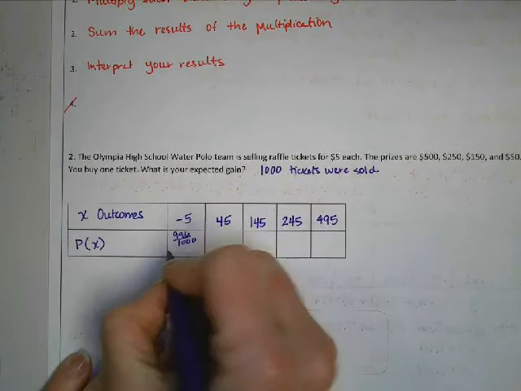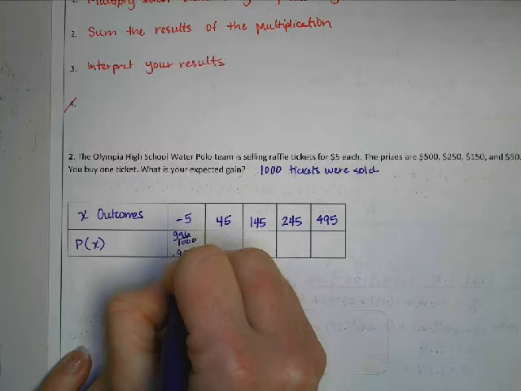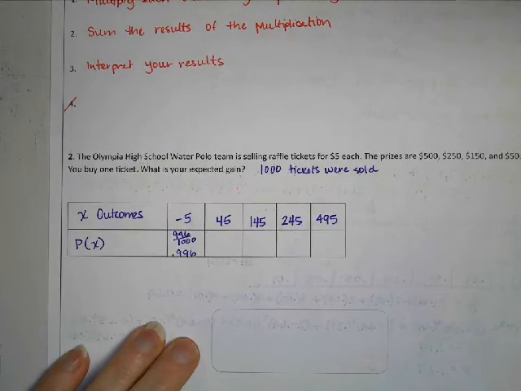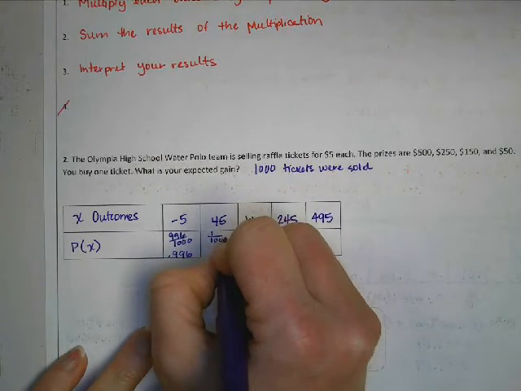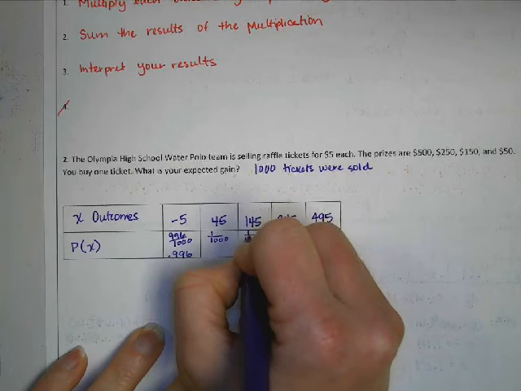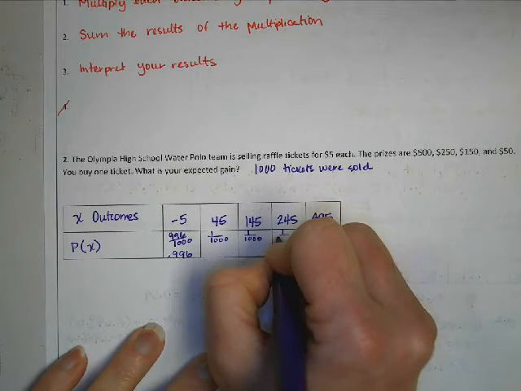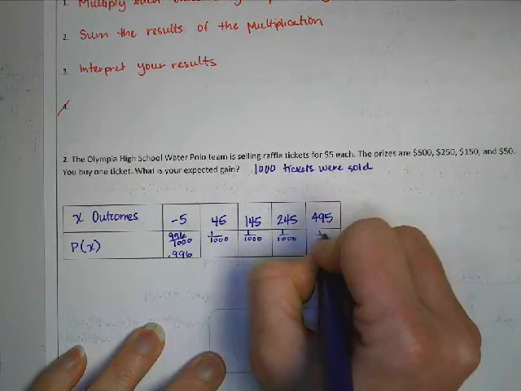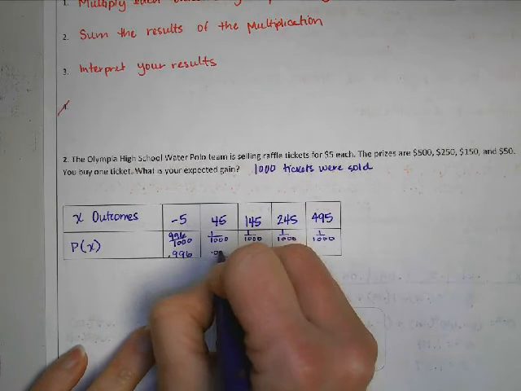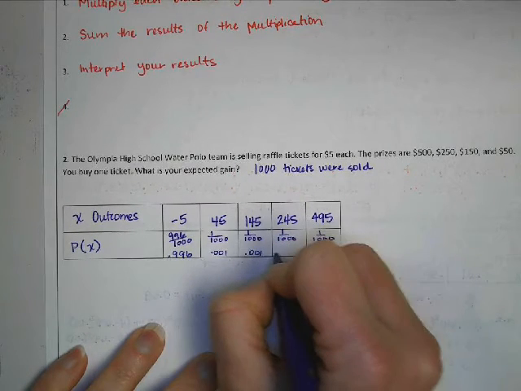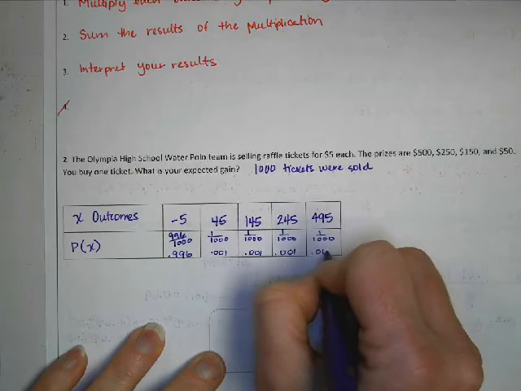As a decimal, that would be 0.996. Now there's only a 1 out of 1,000 chance that I win each of these. There's only one of each of the prizes. So that's 0.001, 0.001, 0.001, 0.001.